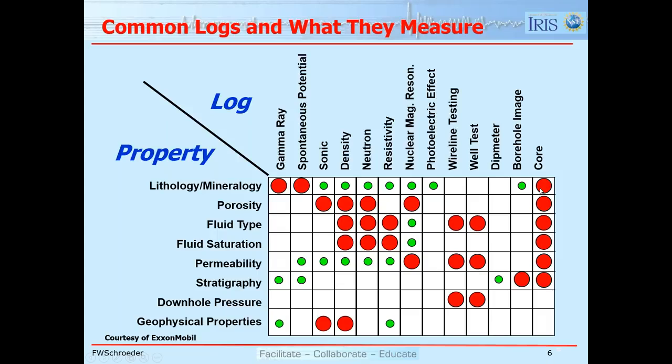The core, as you can see, tells us a lot of good information about lithology, porosity, fluid type, fluid saturation, permeability, and stratigraphy. Some information can be obtained about downhole pressure. That would be from wireline testings and from well tests. And we can get geophysical properties. The sonic log gives us velocity information. The density log gives us the density information.